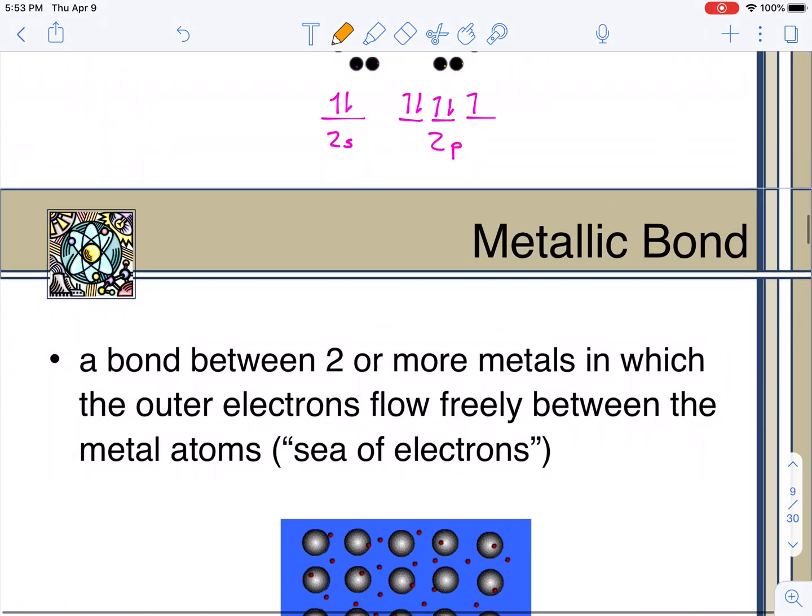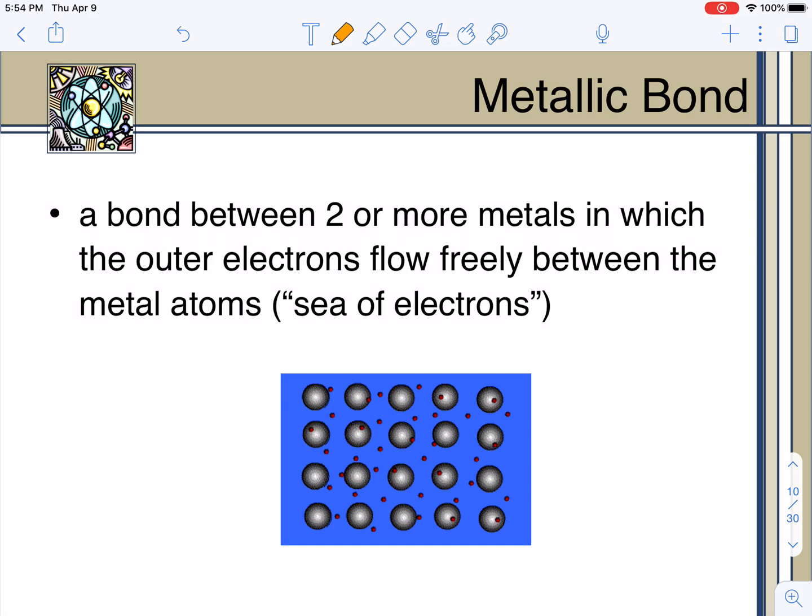Metallic bonds are a little bit different. We're just going to touch on them here briefly and not go very in-depth. But a metallic bond is really cool because the electrons actually don't belong to any given nucleus. They're able to move freely between the atoms, and so we refer to that as a sea of electrons. And this helps to describe why metals conduct electricity, right?